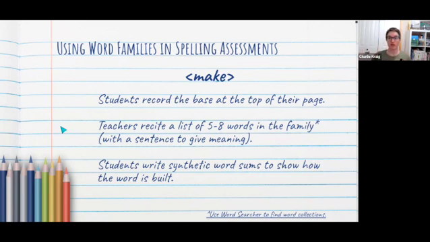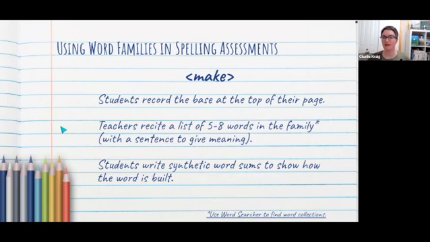So we're going to look at words in the MAKE family today. I would like you to write this at the top of your page. So everybody writes it at the top of the page. Now you're going to have a list of 5 to 8 words that are in the family. So maybe the first word that you're going to have them look at is making.